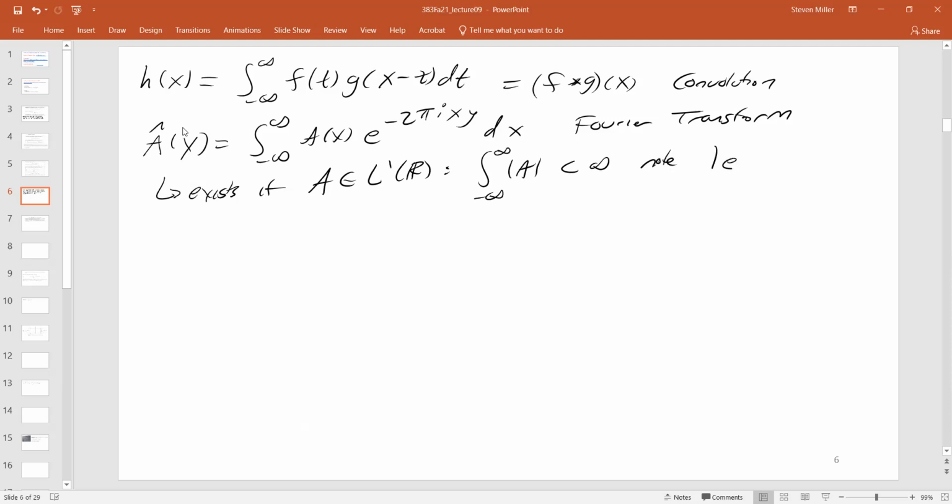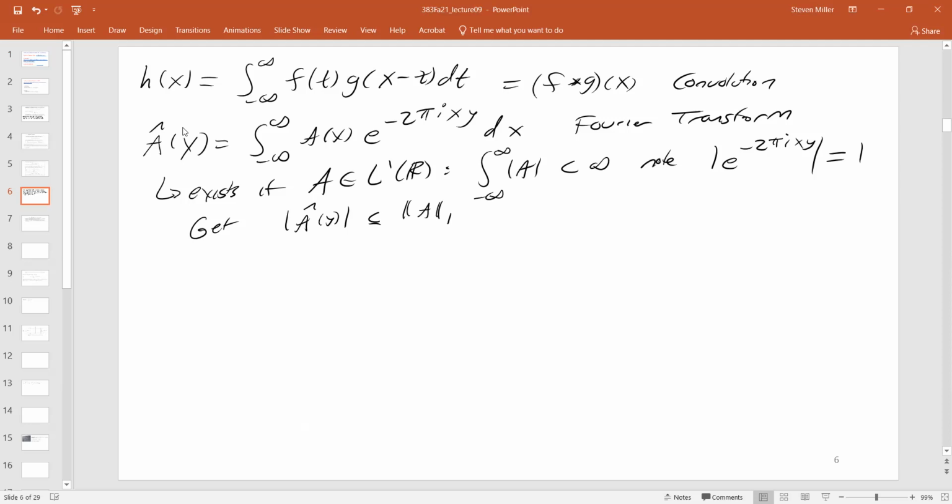And note that the absolute value of e to the negative 2 pi i xy equals what? It is 1. If I take the absolute value of the integral, that's less than or equal to the integral of the absolute value. Since the absolute value of the exponential is 1, we get that the absolute value of a hat of y is less than or equal to the L1 norm of my function a. So if the function is integrable, this at least exists.